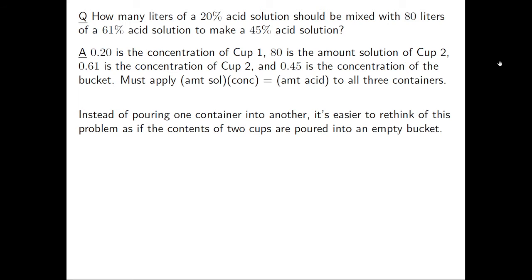0.20 is the concentration of cup 1. 80 is the amount of solution of cup 2. 0.61 is the concentration of cup 2. And 0.45 is the concentration of the bucket. We must apply the equation amount of solution times concentration equals amount of acid to all three containers.